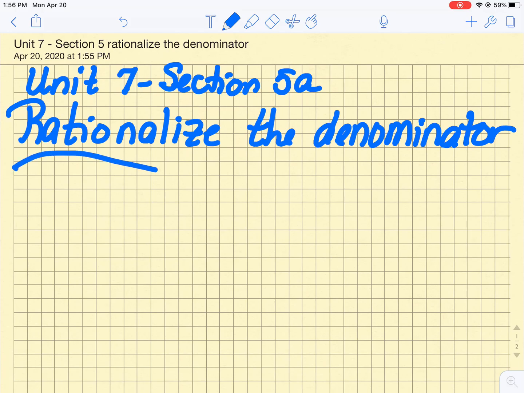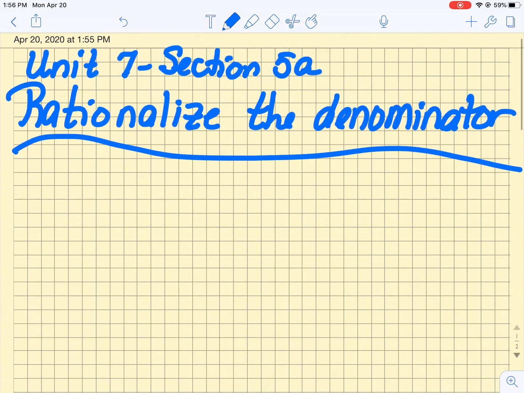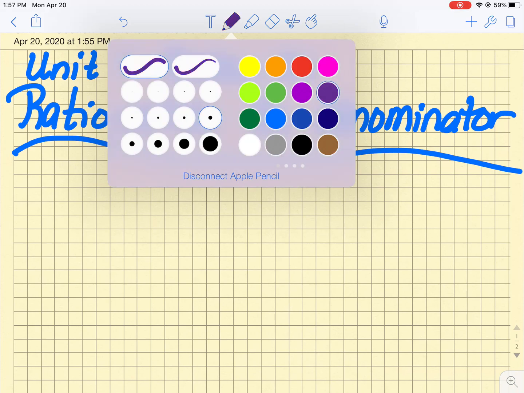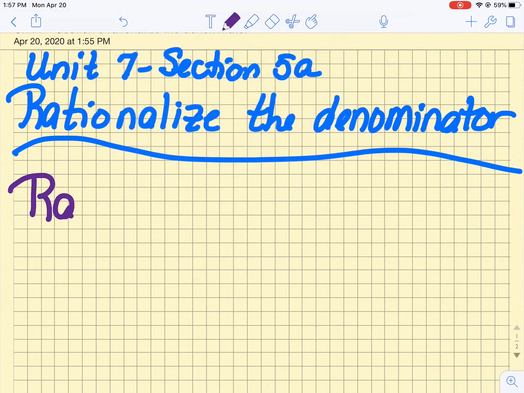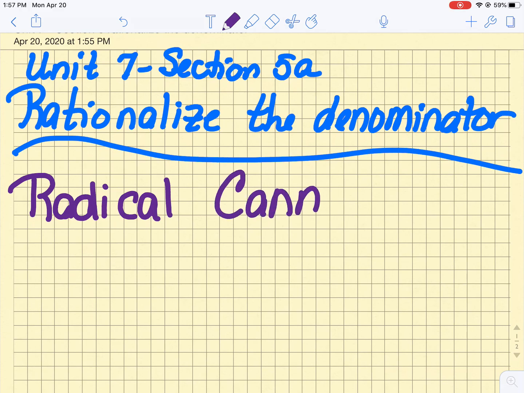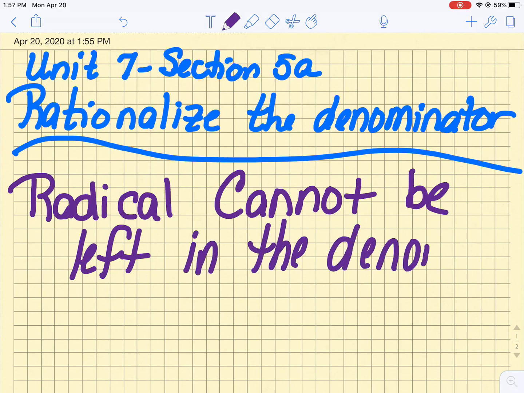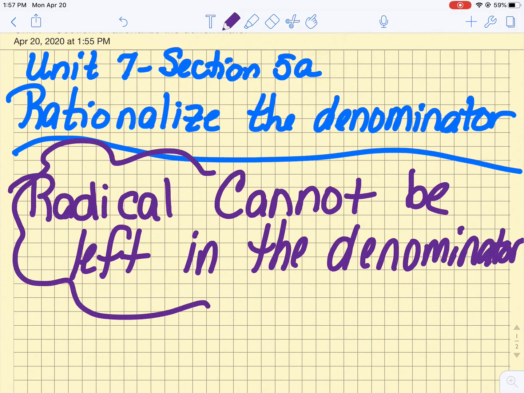Just like giving me something like 2 over 4 doesn't look correct, having a radical in the denominator cannot be left. It needs to be simplified. So the big key here is that a radical, a square root, cannot be left in the denominator. So that's our key here.